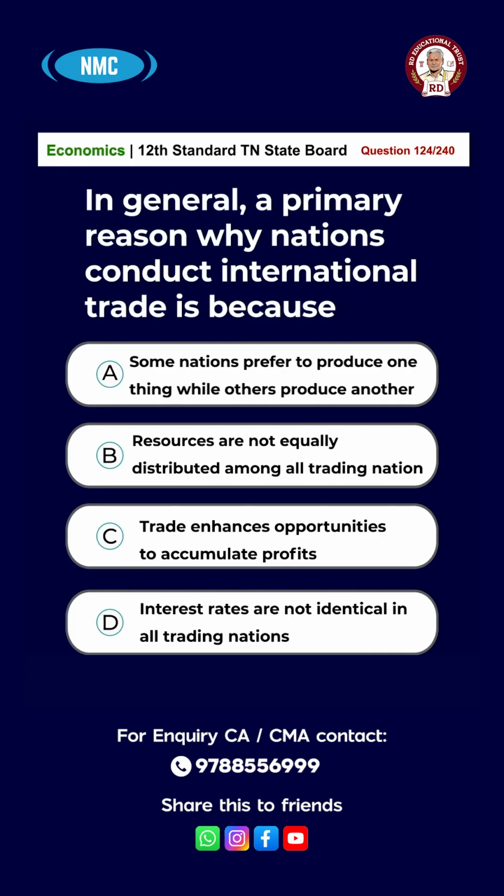Some nations prefer to produce one thing while others produce another. B. Resources are not equally distributed among all the trading nations. C. Trade enhances opportunity to accumulate profits. D. Interest rates are not identical in trading nations. The answer is option B. Resources are not equally distributed among all trading nations.